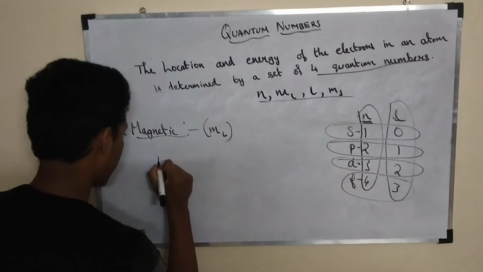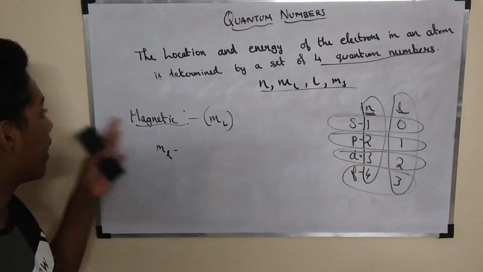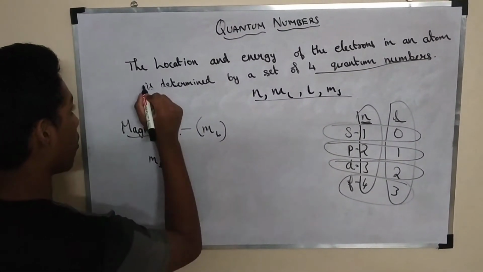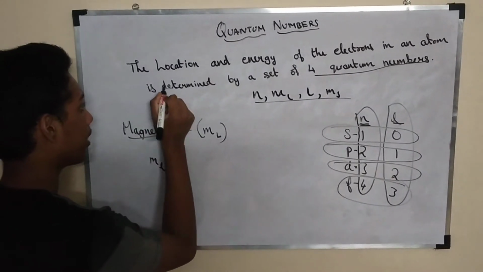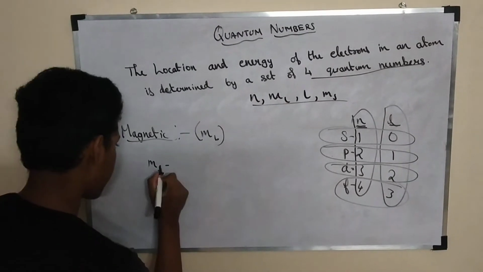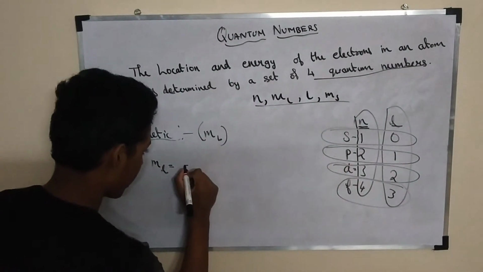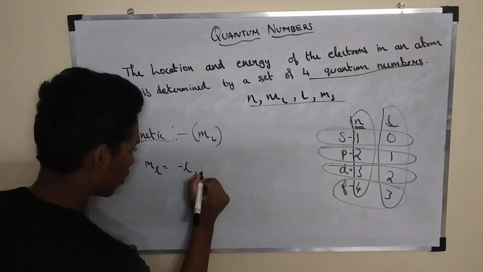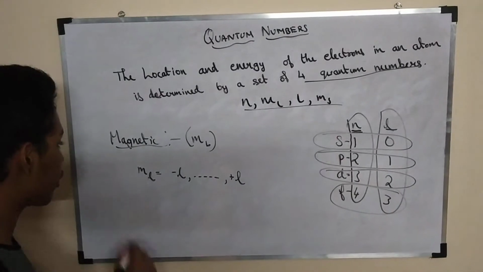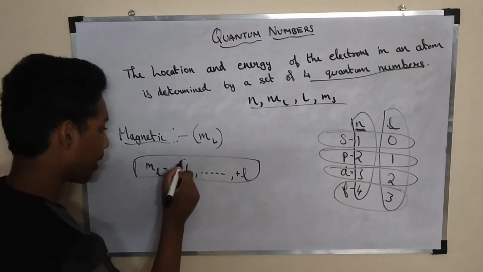M sub L, the magnetic quantum number, will tell the maximum possibilities of the shapes of those orbitals. M sub L will give you values from minus L to plus L. Remember, it will give values from minus L to plus L. The most definite would be minus L.